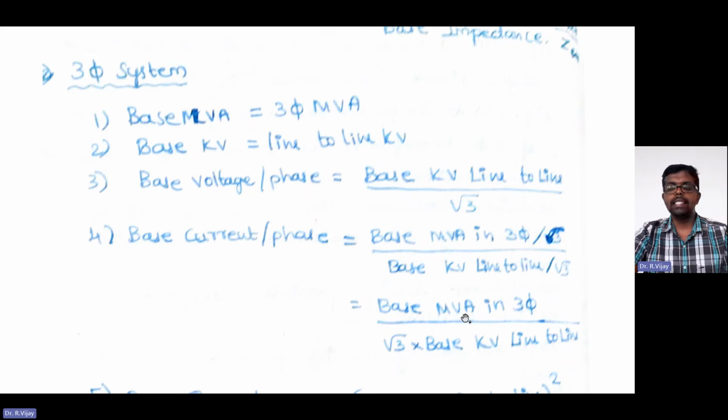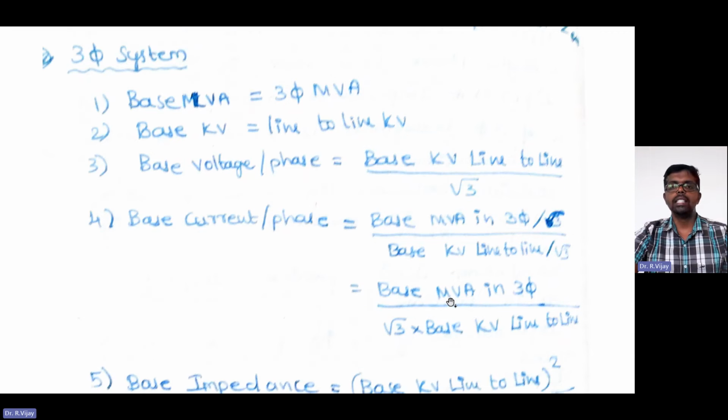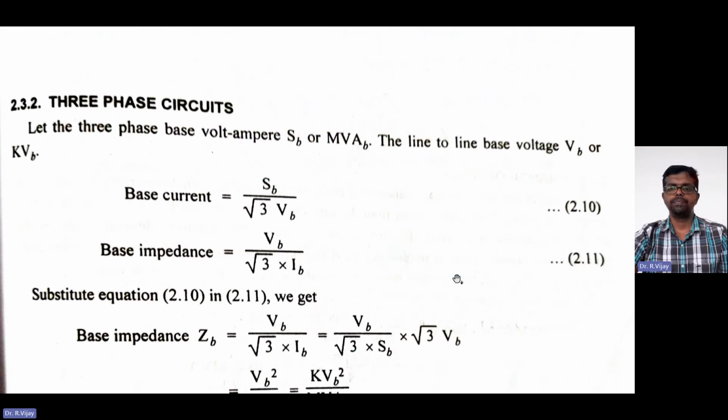That is nothing but base MVA in 3 phase divided by √3 into base kilovolt line to line, if you simplify the 3 and √3. So this is the formula for calculating the base current per phase: base MVA in 3 phase divided by √3 into base kilovolt line to line.